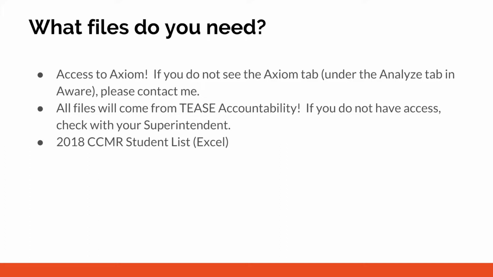You're also going to need a file that came from TEAL Accountability, and it's the 2018 CCMR student list. It is an Excel document. Very few people in districts have TEAL Accountability access, so if you do not have that in your TEA login, please check with your superintendent or someone else in your district who might know who has that access. You'll need this file to complete the next steps.